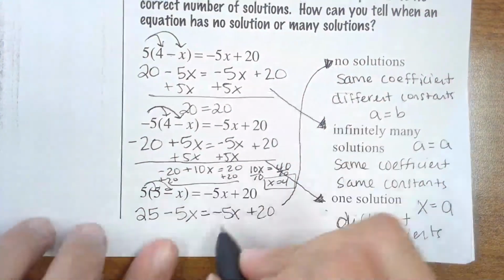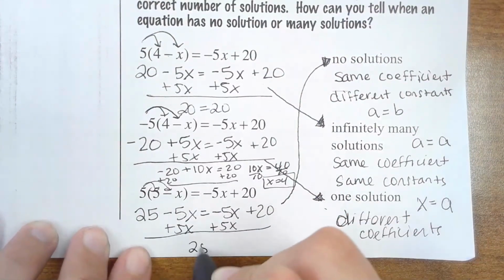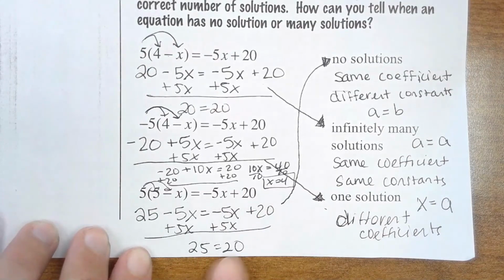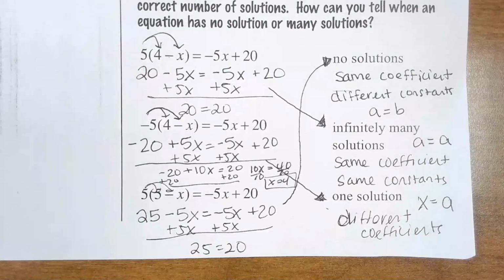And again, you can keep solving it. So add your 5x's to both sides. And as soon as you see that your numbers do not equal each other, so you get like A equals B, that's your indicator that it's no solutions.